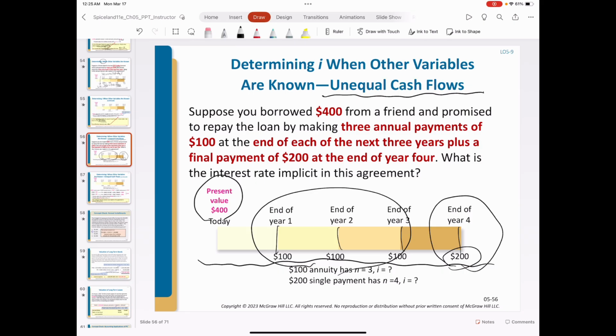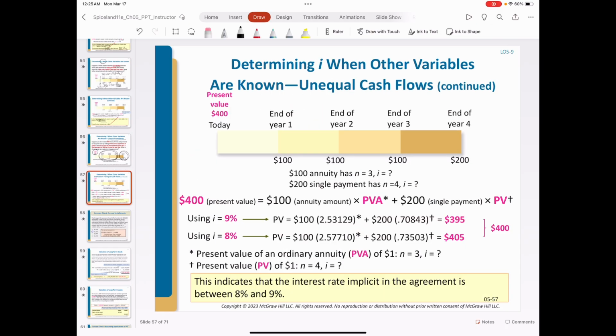So the $400 present value equals the present value of this annuity plus the present value of this last single sum. So the formula will be this. But since one is n equals 3, and the other is n equals 4, it's hard for us to solve this problem just by looking up the tables. Actually, Excel or a financial calculator can make this problem easier. Since here we just assume we only have tables, we just use 9% to try.